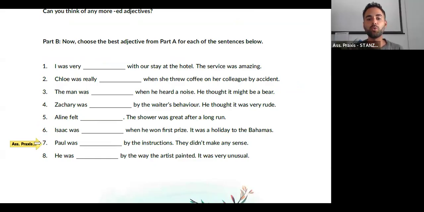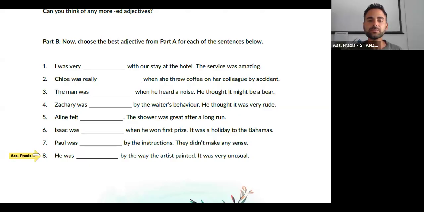Number 7, Paul was by the instructions. They didn't make any sense. So the instructions were strange. They were difficult to understand. So Paul didn't know what to do because the instructions didn't make any sense to him. So we could say the instructions were confusing. Paul was confused by the instructions. They didn't make any sense.